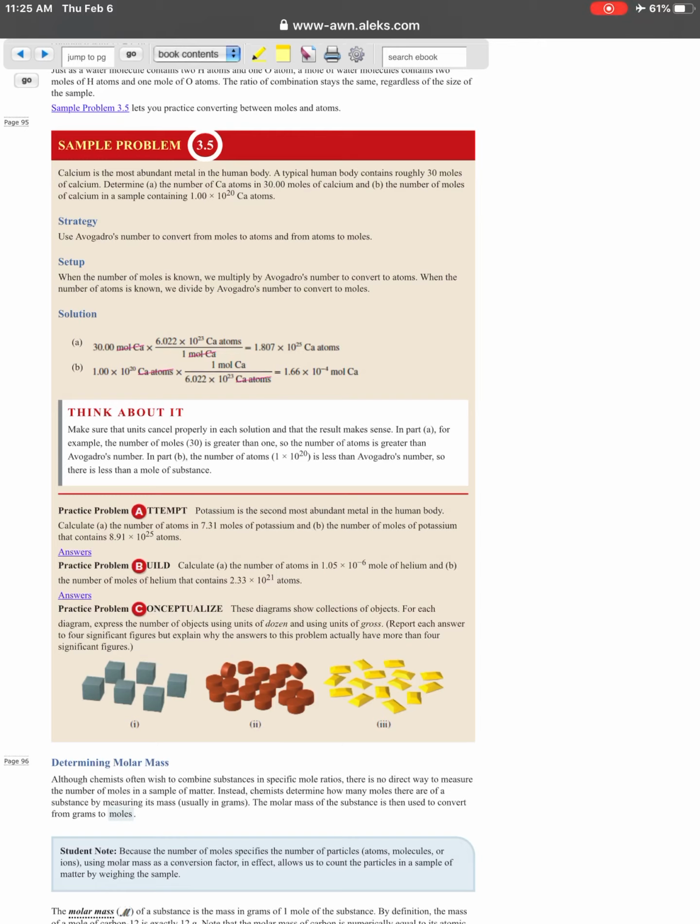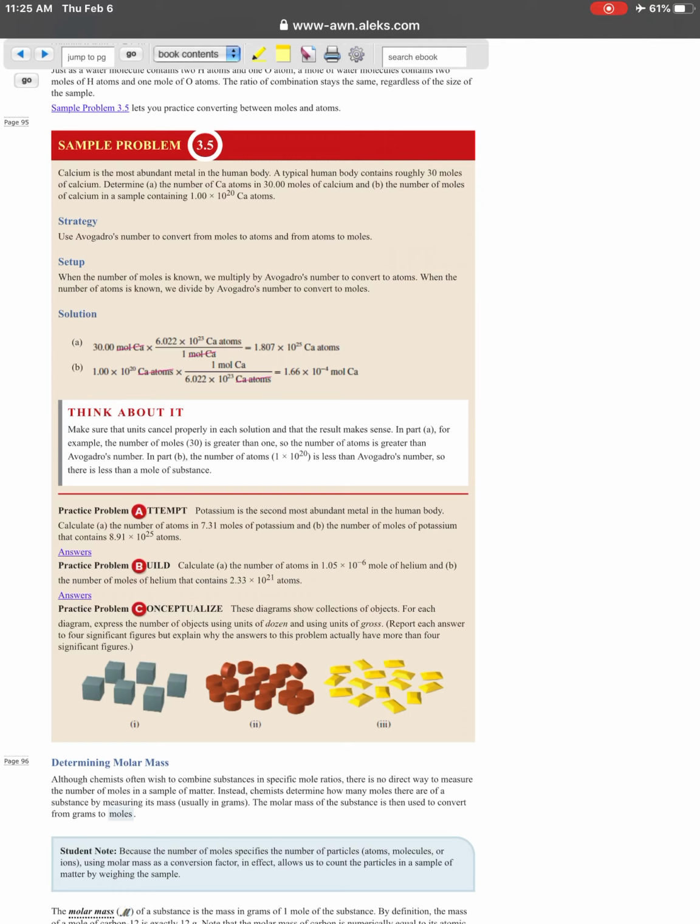What about part B? In part B, we want to find the number of moles from the number of atoms. Well, you take the number of atoms that's given, multiply that by 1 mole of calcium divided by 6.022 times 10 to the 23rd calcium atoms. The calcium atoms cancel and you get moles, and that tells you, oh yeah, we were looking for moles, so that's probably right.